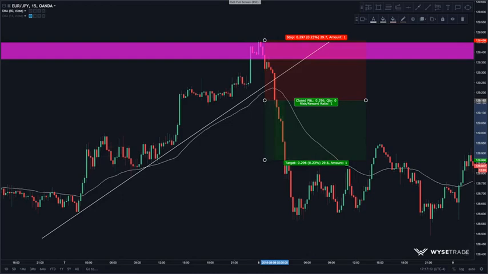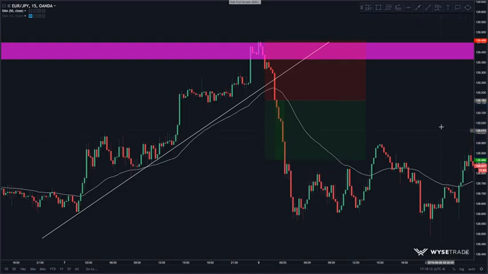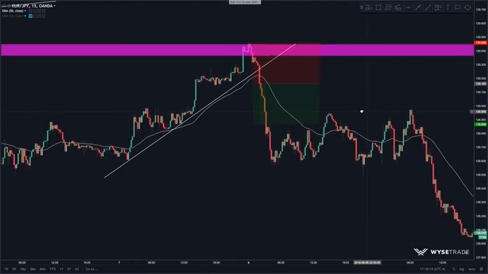Or since this was such a high quality trade, where all time frames are confluent, you can move your stop loss to break even after the 1-to-1 is achieved.